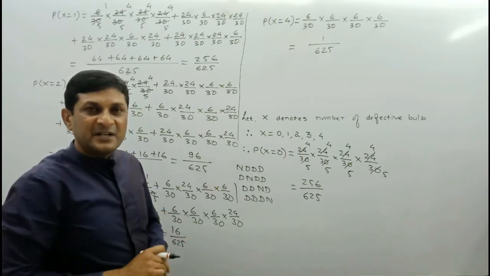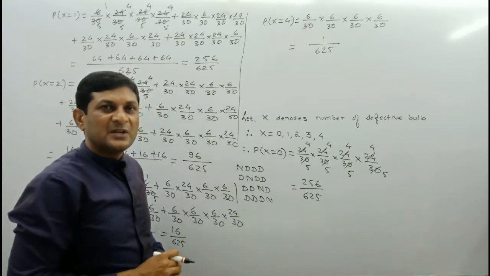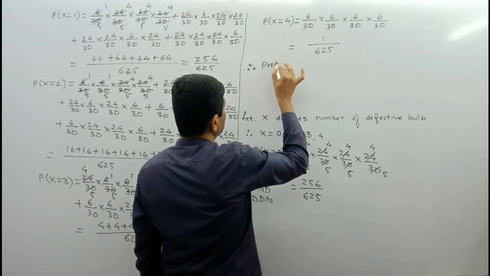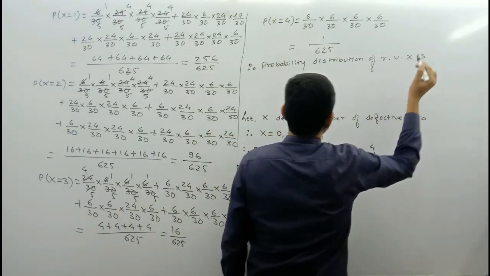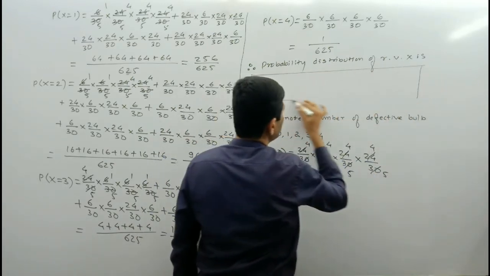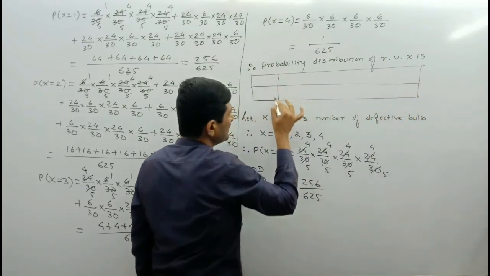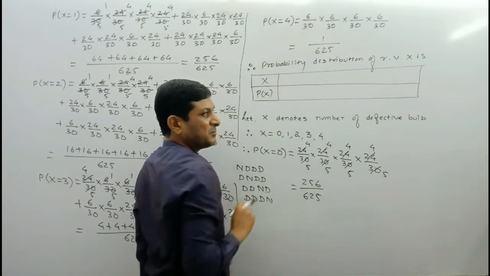Now probability for all the values of x is known to us. Remaining part is just to find out the probability distribution. So therefore, the probability distribution of random variable x, let us try to find out here. So we are using tabular representation. First write down the values of x, then write down their corresponding probabilities.